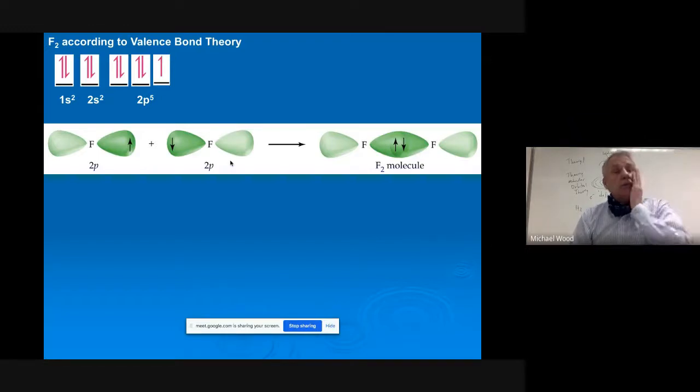And so you can see that if you have F2, I've written in the electron configuration of one of the Fs. What this model is saying is that when you have a half-filled orbital, an orbital with a single electron, it is looking to pair up with another half-filled orbital with one electron in it. And you can see there with those little green balloons, those half-filled orbitals pair up, and that's what this model is saying.